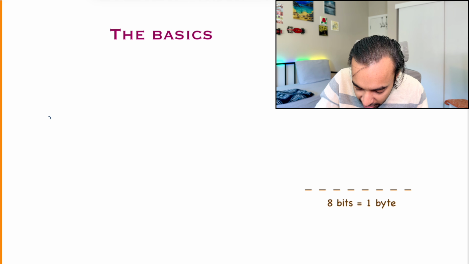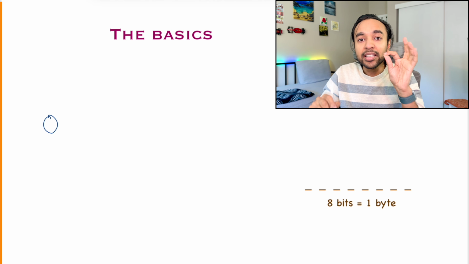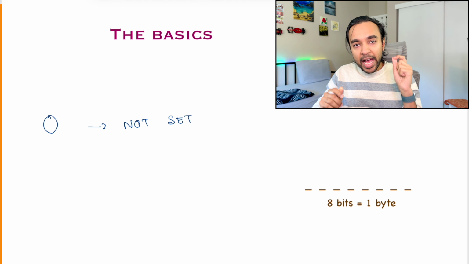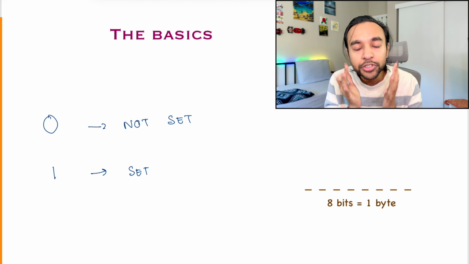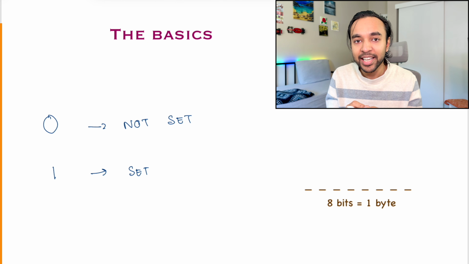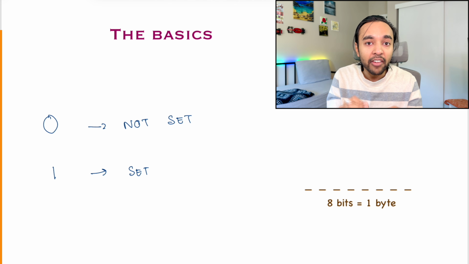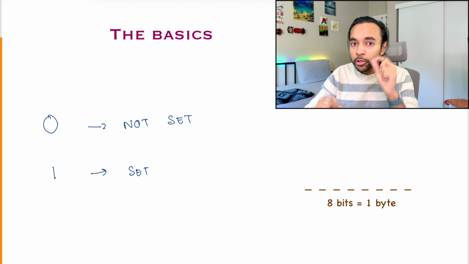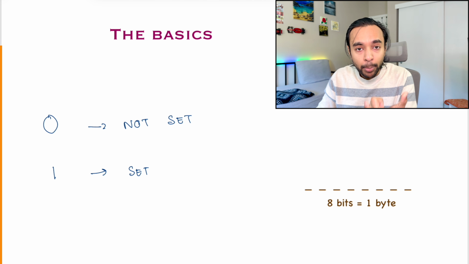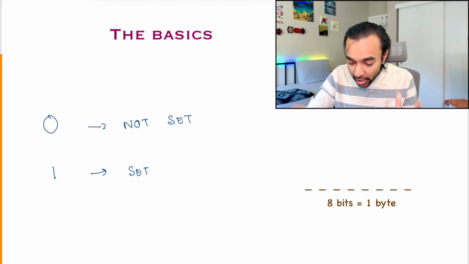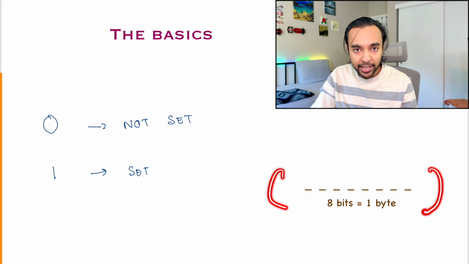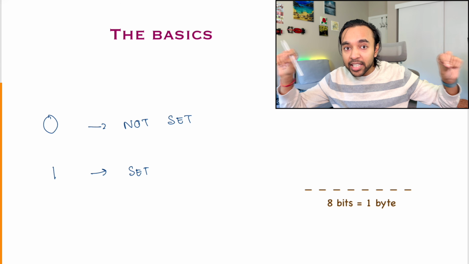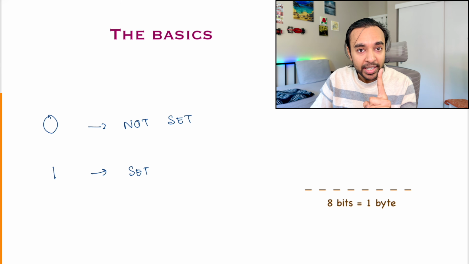So when I'm saying 0, it means that the bit is not set. And when I say that the value is 1, it means that the bit is set. This is the most fundamental and the most basic calculation that you can ever have in a computer program. So you might have also known that 1 byte is equal to 8 bits. So you can think about your computer memory something like this. And all of these 8 bits make up 1 byte.